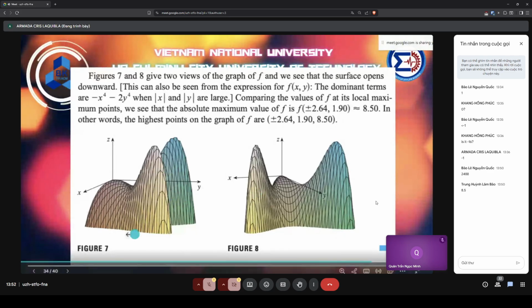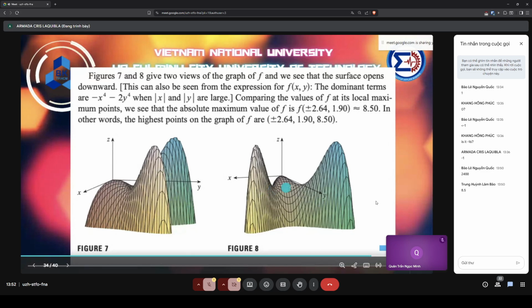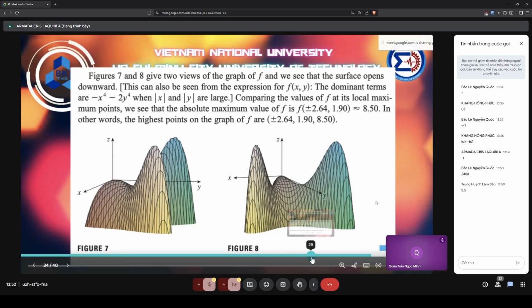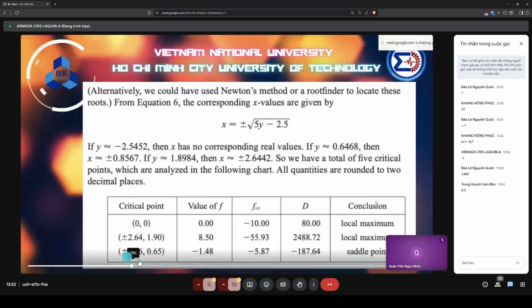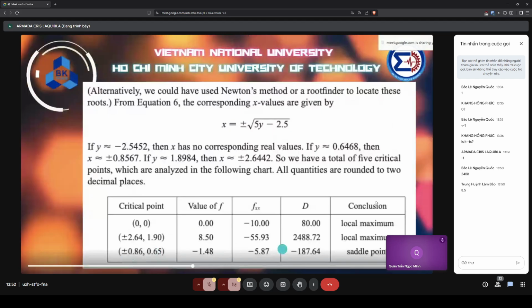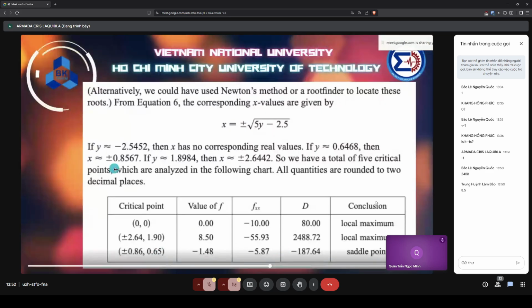And as you can see, if we rotate that, you can find these points at the lower part of this graph. The 2 points here are the saddle points. We have 2 points for the saddle points, right? We have positive 0.86, 0.65, and also negative 0.86 and 0.65. Two for your saddle points here, class. And for your critical points, the total here is 5.